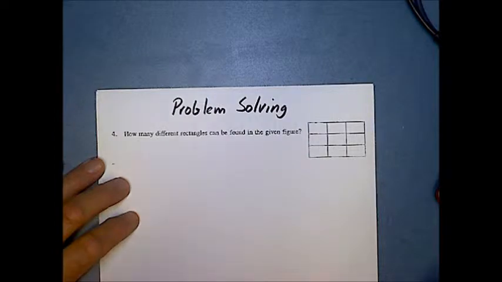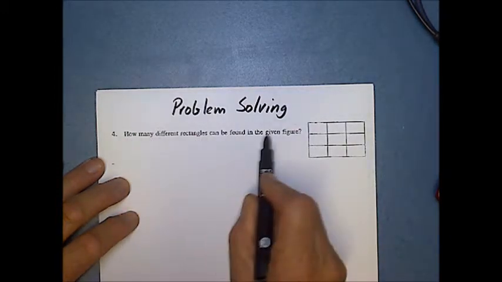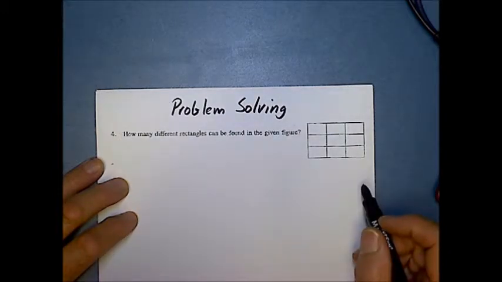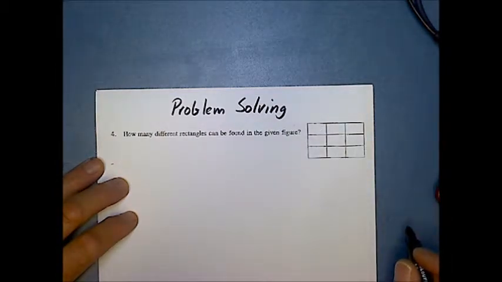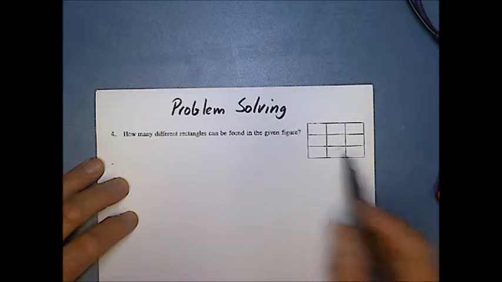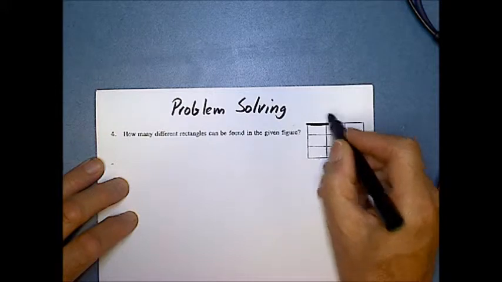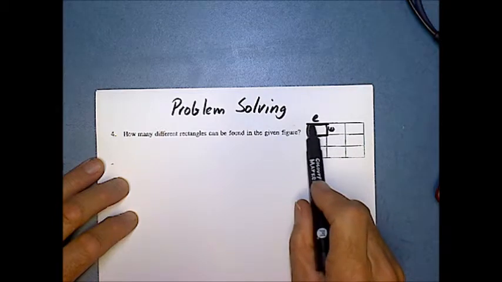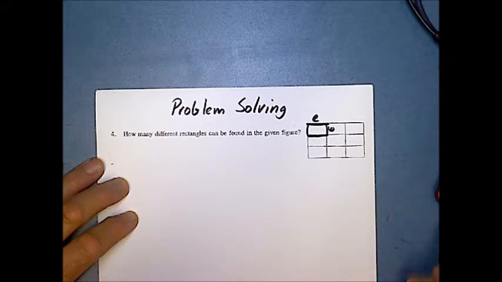In question 4 of our problem solving sheet, we were asked how many different rectangles can be found in the given figure. Now it's easy to quickly look at the problem and say there's simply just 9 rectangles. When we look closely, we can see that there are other rectangles as well, apart from the obvious ones, which we can say are 1 length by 1 width. We have rectangles which are 2 lengths by 1 width, 3 lengths by 1 width.